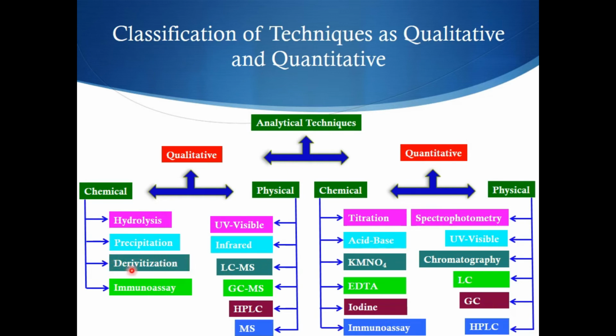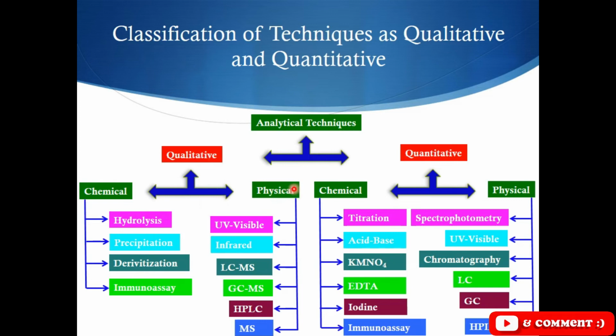We can use the process of derivatization, which can be used for the conversion of a non-specific functional group into a specific functional group which can be easily detected, and then we can use immunoassays. All these come under the heading of chemical analysis for the determination of quality of the substance present.